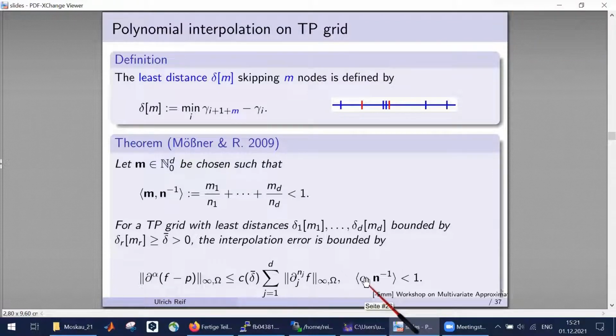Excuse me, and what is R? What is R? Delta R?